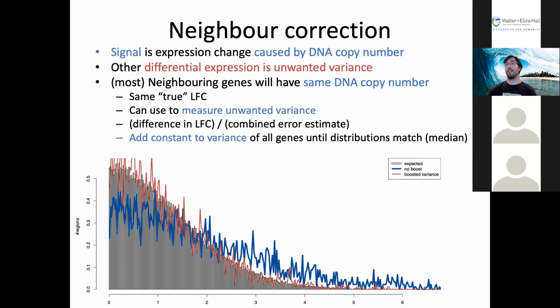And by using the median here instead of an average or something like that, we are not sensitive to outliers. We're not sensitive to those 10 neighboring genes that have a real breakpoint between each other, because there are around 20,000 genes in the genome, so the median won't be sensitive to that. And in a surprising number of cases, in almost every sample, when the medians match, the shape of the distribution also matches. So this is the red boosted variance here, where we've added an appropriate constant.